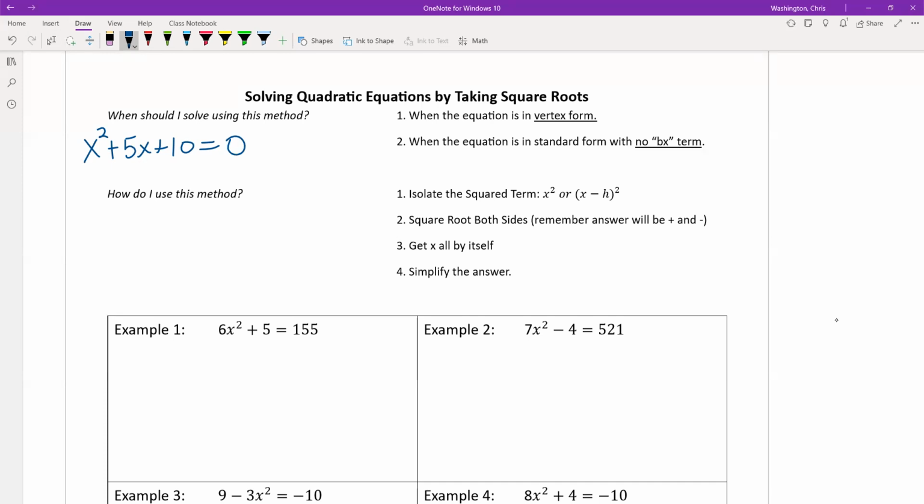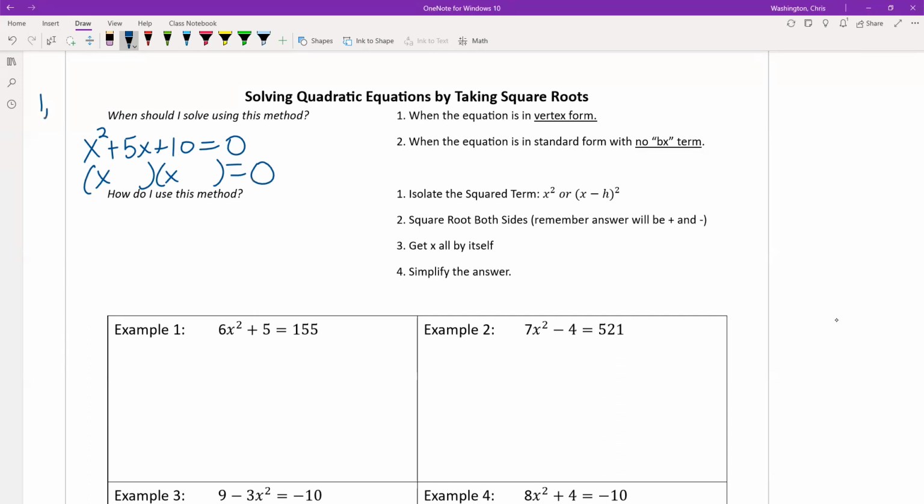So we might try to factor this. You might say, okay, what can we multiply to get 10 that adds to give me 5? There's no number for the x squared, so we don't need the box. So what can I multiply to get 10 that adds to give me 5?